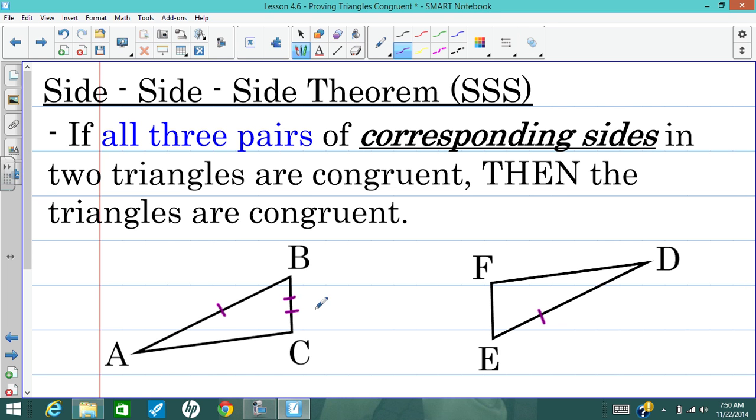So let me mark the corresponding sides. If I were given triangle ABC and triangle DEF, and I had all of these markings, so I have AB congruent to DE, BC congruent to EF, and AC congruent to DF, I have three pairs of corresponding sides congruent, then I could say that these two triangles are congruent by the side-side-side theorem.